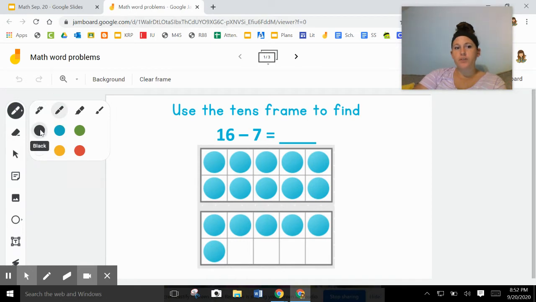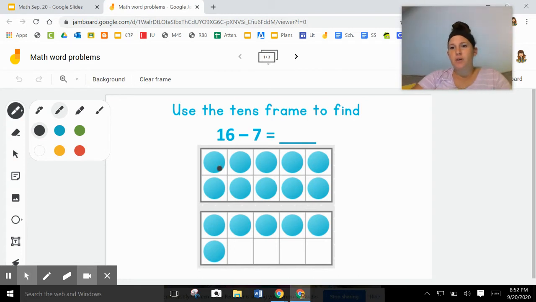I'm going to do the marker. I'm going to do black because I feel like it's going to stand out with that blue. And I'm going to subtract 7. Take away 7. Minus 7. However you say it, you know that you have 16 that are in here. You got to take 7 of them and make them gone. You gotta say deuces, bye, get out of here.